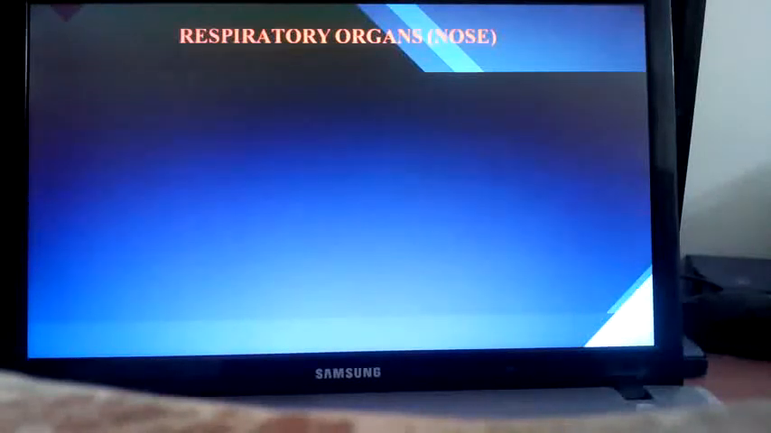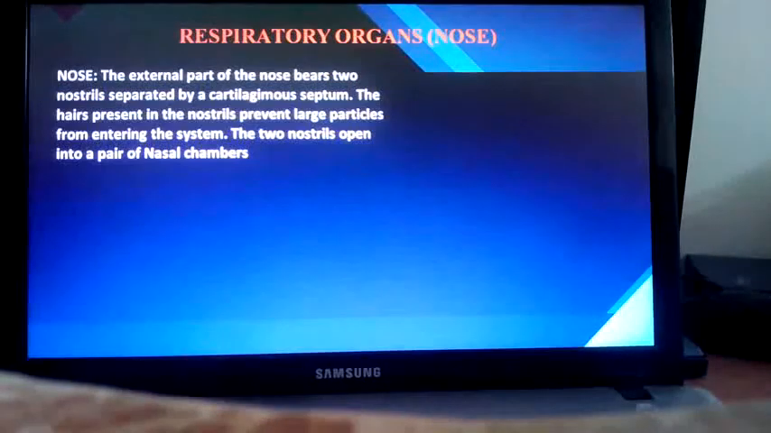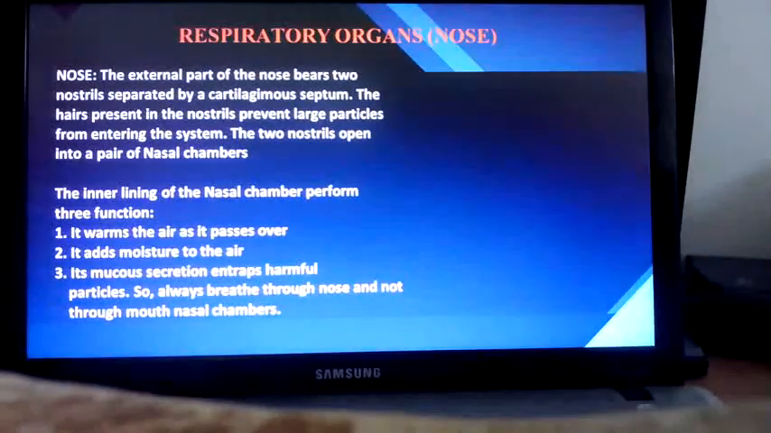Is it clear? Now respiratory organs, we are moving on to the respiratory organs. First, we are going to learn various respiratory organs: nose, pharynx, larynx, trachea and lungs. Got it? First, we are learning about the nose.